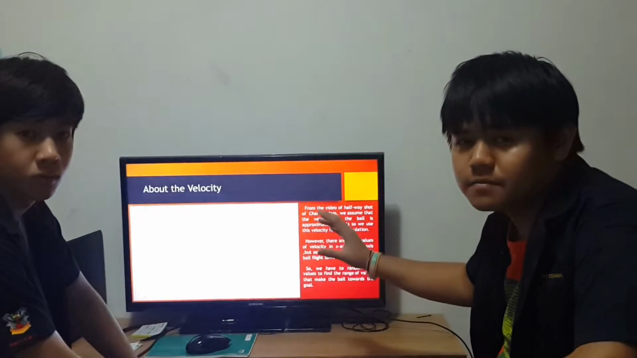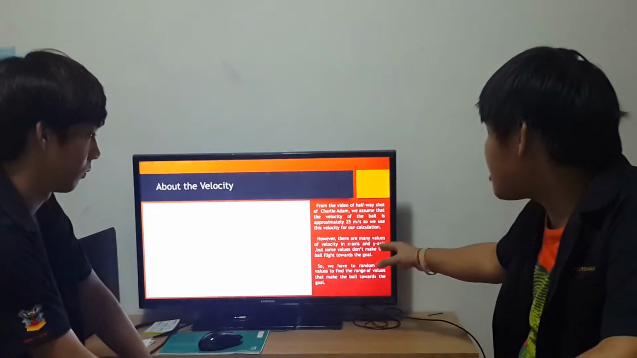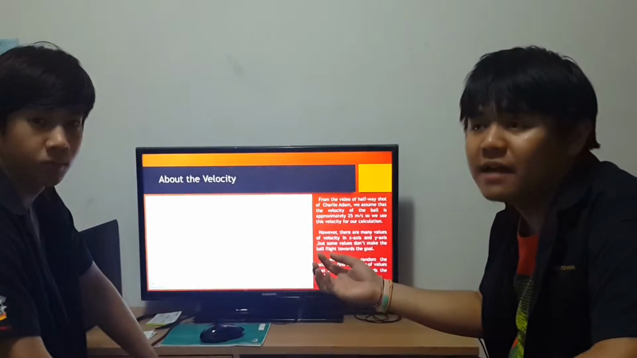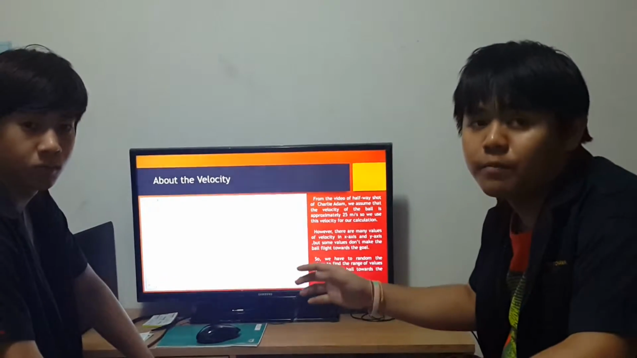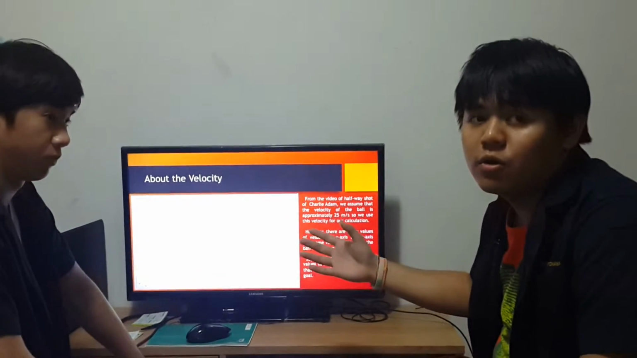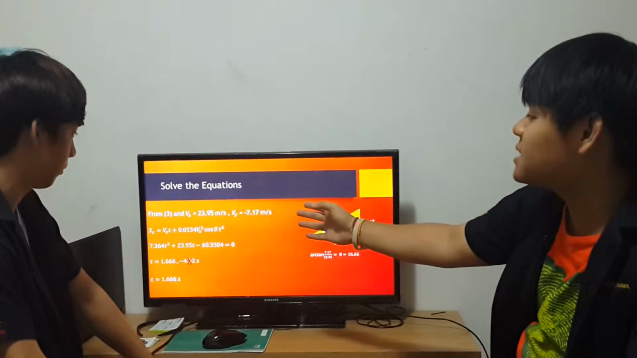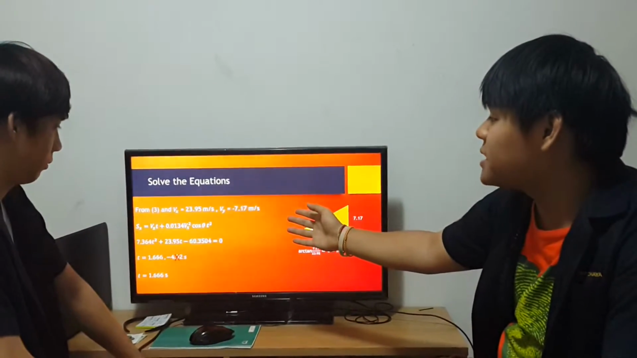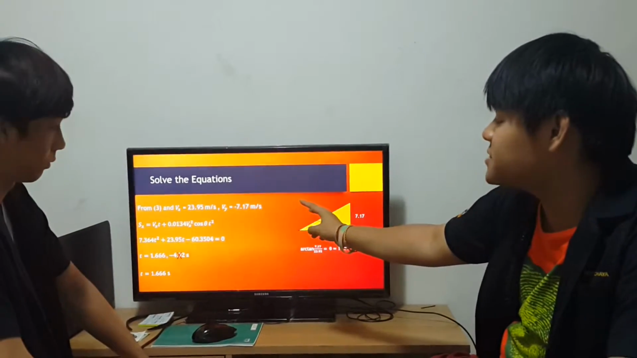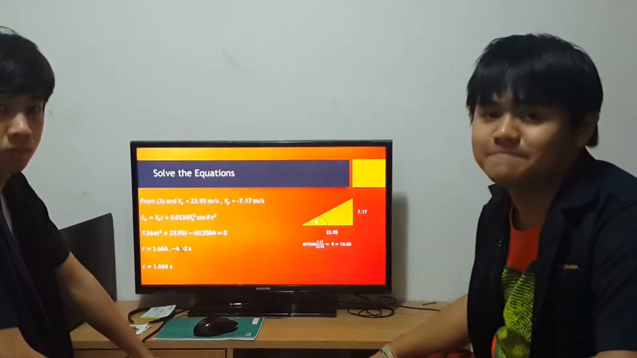We use that velocity in our calculation, and we have to randomize the values in the x-axis and y-axis because some values can't make the ball go toward the goal. After we randomized many values, we selected the velocity in the x-axis as 23.95 and the velocity in the y-axis as negative 7.17, and we use these two values to find the time of the motion.